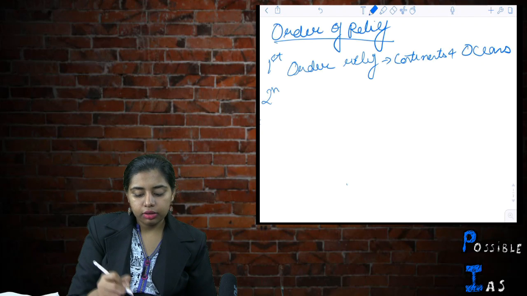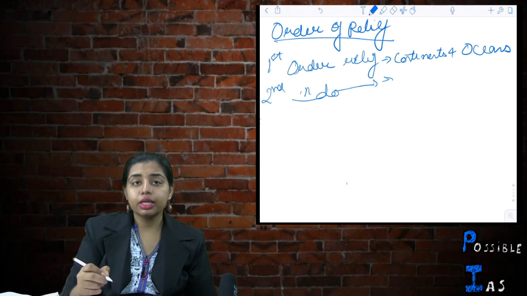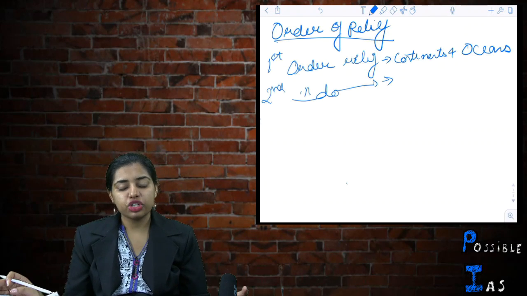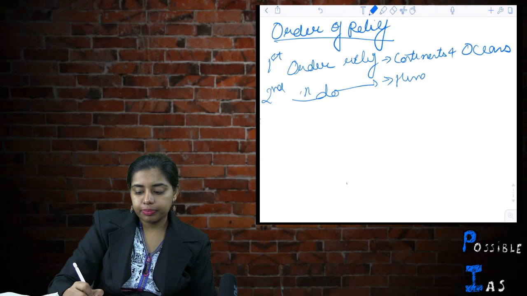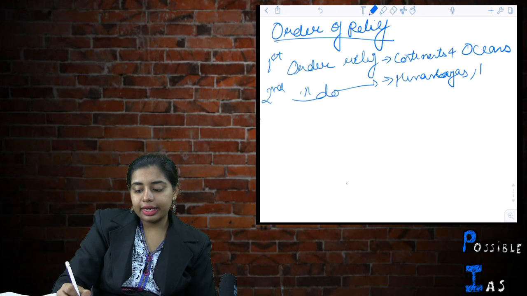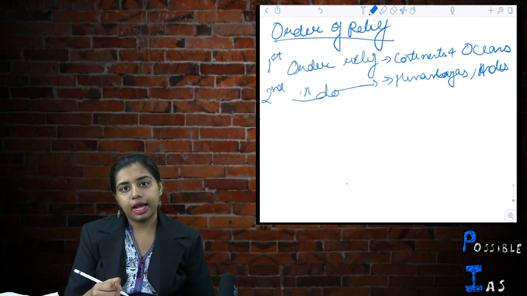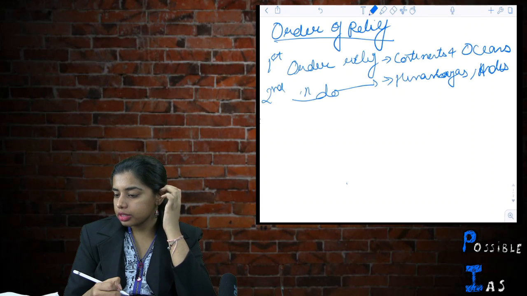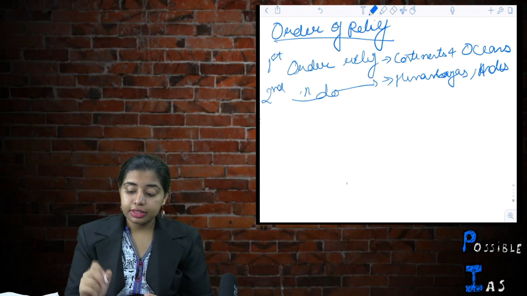So in second order relief, what do you see? You see probably huge mountain chains which spread over a number of countries, like you see Himalayas, Andes. Where are the Andes? Andes are on the western coast of South America. Obviously, we will discuss a lot of mountains today, so I will show them all on the map today. So this happens in the second order relief.